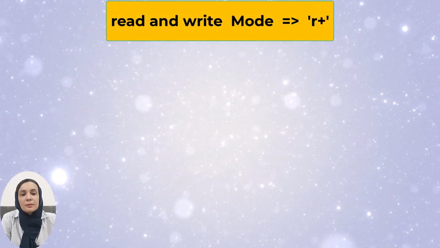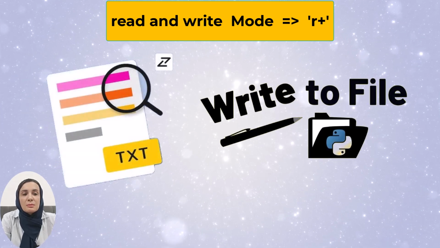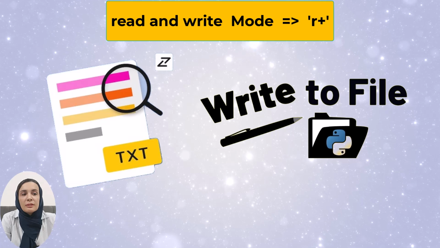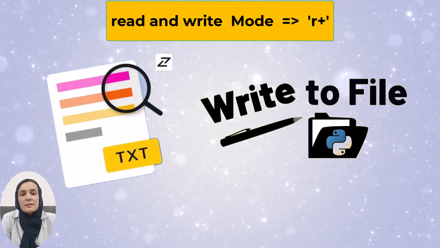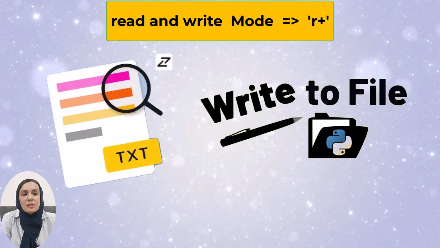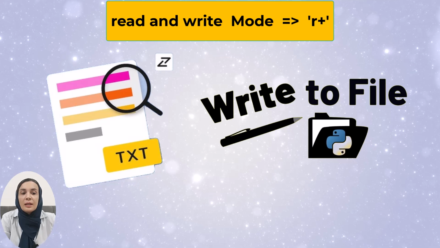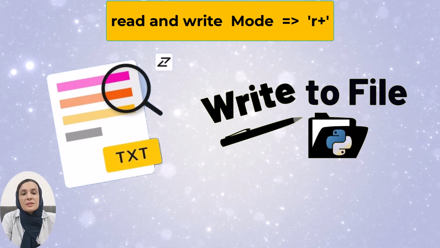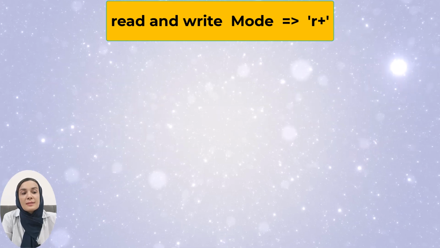Character R plus, read and write mode. This mode lets us read and modify a file so we can look at its contents and make changes. It's useful when we need to both review and update data in the same file. We'll see how to use each of these modes effectively with examples.